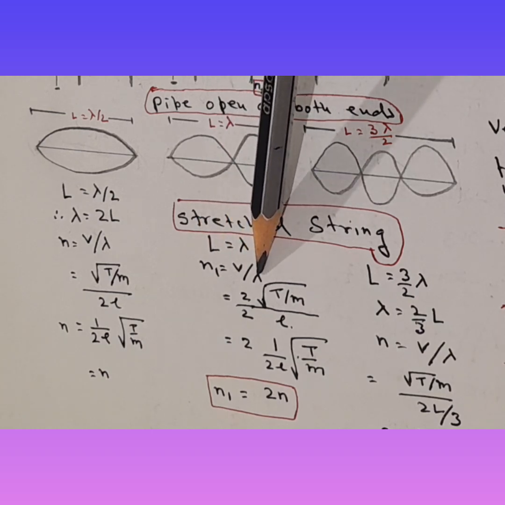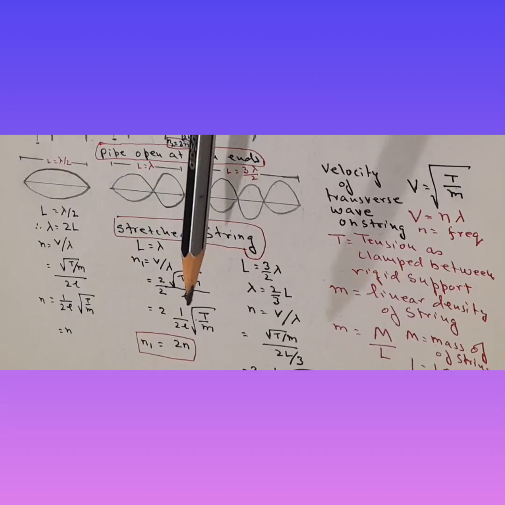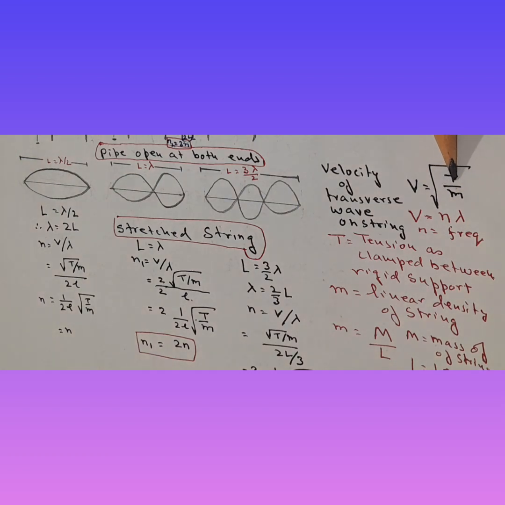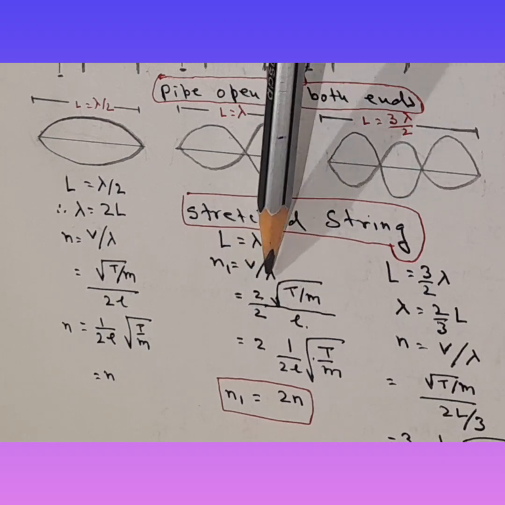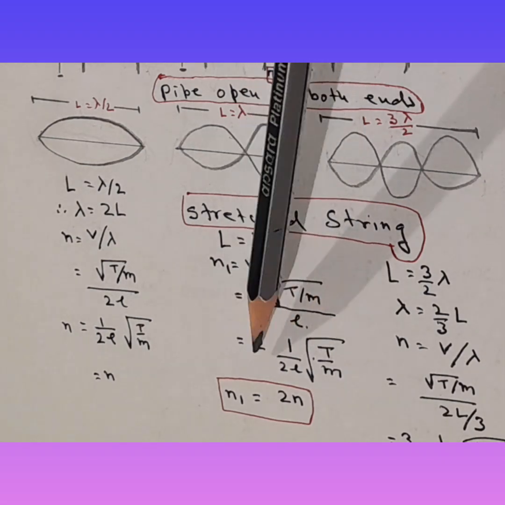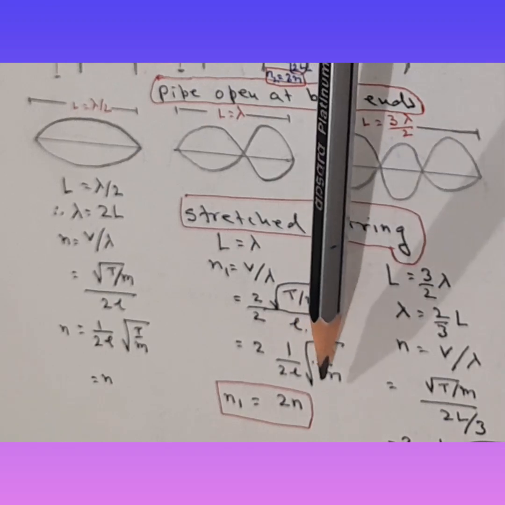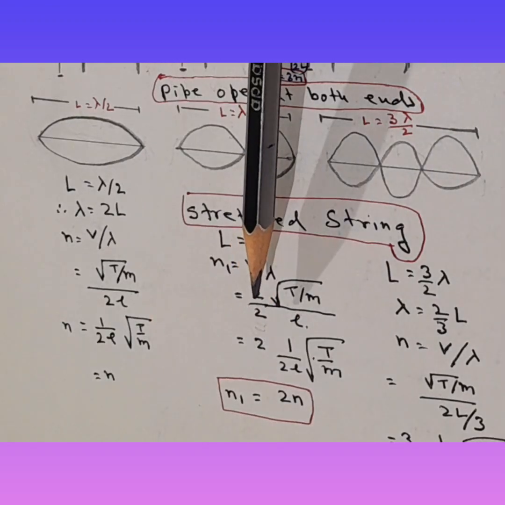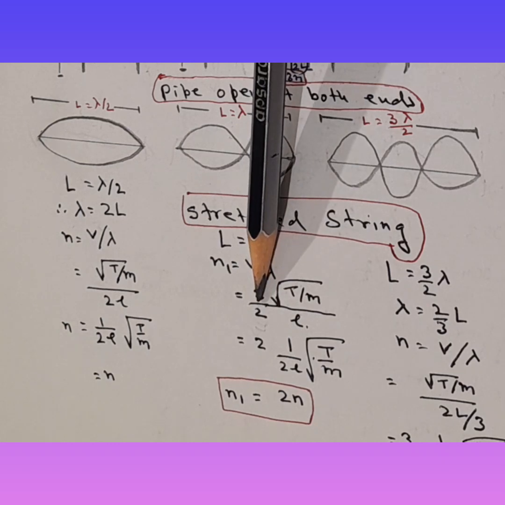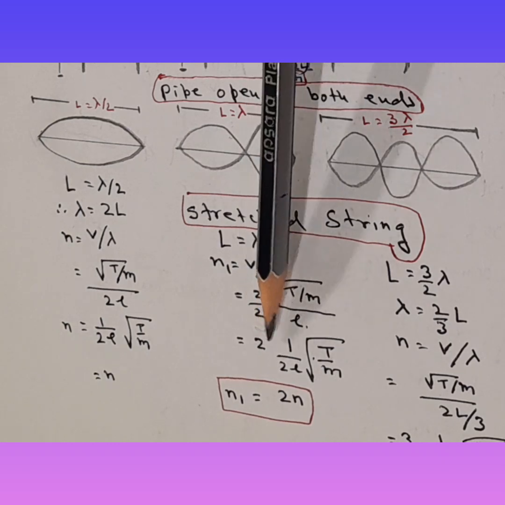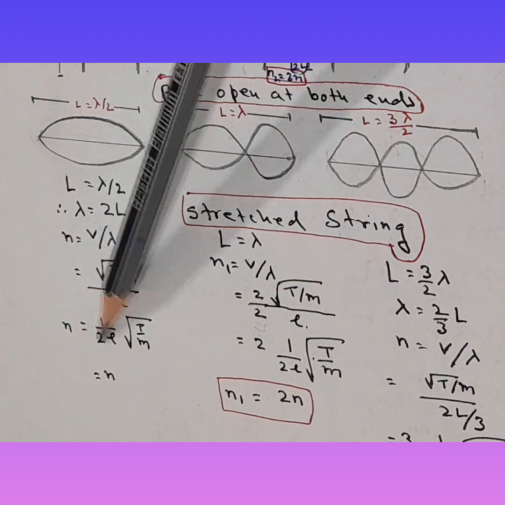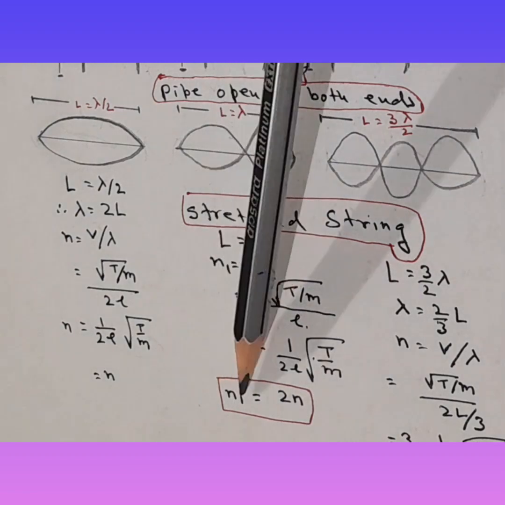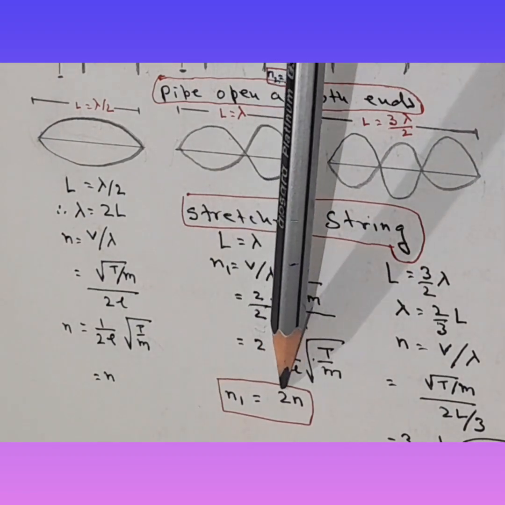Now in this case also we found that lambda was L, and we took the same formula, V is equal to root of T over M, substituted that root of T over M for V, and lambda is L, we jotted it down, so this becomes L into root T over M. But what we do is we divide and multiply it with 2 with a purpose. Now this 2 remains here and this 2 remains here, so this becomes this. So we can say that if we call this as N, N1 is equal to 2N.